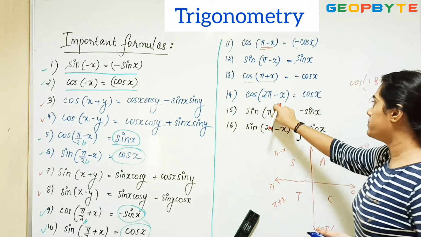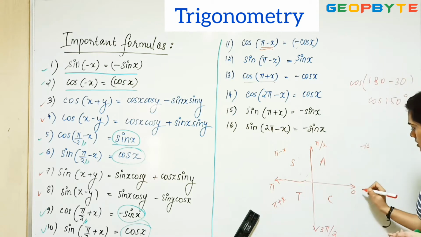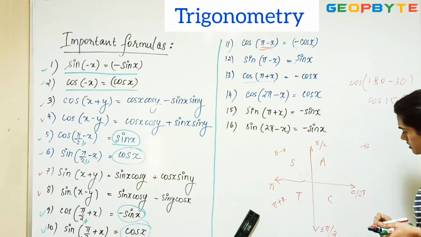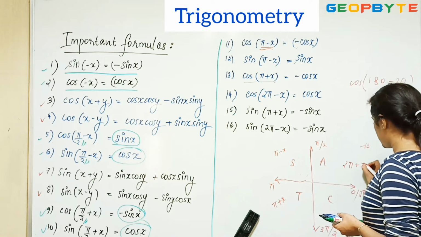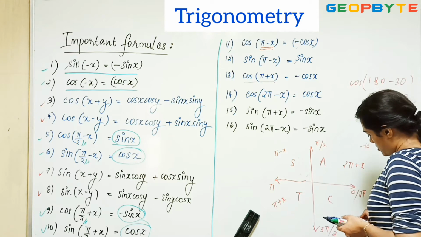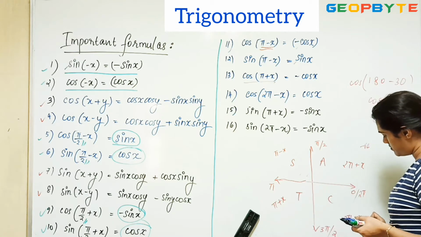Now cos of 2 pi minus x. What is 2 pi? This is 2 pi. So this will be 2 pi plus x. This will be 2 pi minus x.